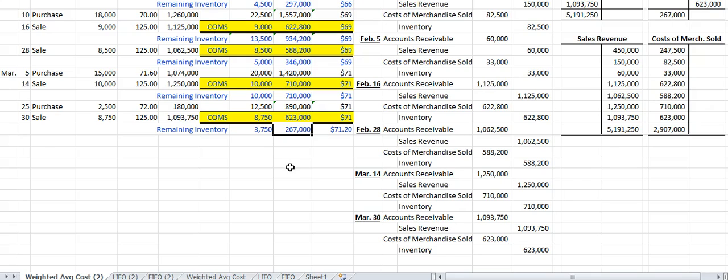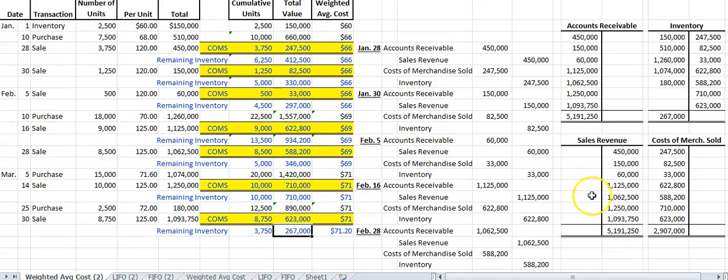$267,000. Okay, so is that what I get when I post everything into the inventory account? Yes, I transfer all these over here, including the purchases, which I don't show here, and ending inventory is going to be $267,000. Cost of merchandise sold is going to be $2,907,000, and accounts receivable and sales is $5,191,250.